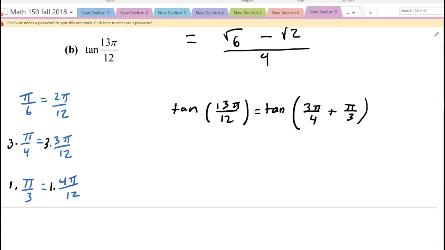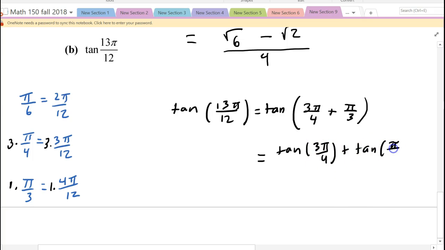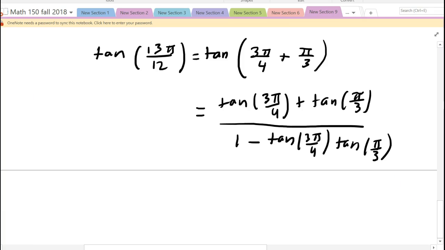Then, in my formula, this is my A and B. So this will be equal to, for tangent sum, you add the tangents on top, and in the bottom it'll be 1 minus the product of those tangents. So it'll be tangent of 3 pi over 4 plus the tangent of pi over 3, divided by 1 minus the product of those, tangent 3 pi over 4, tangent pi over 3. And then we would work out each piece.